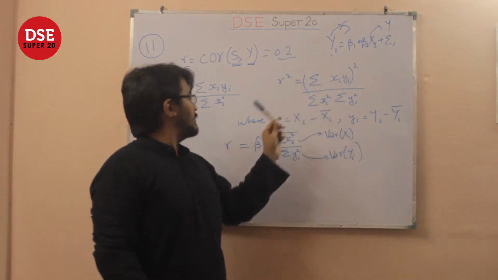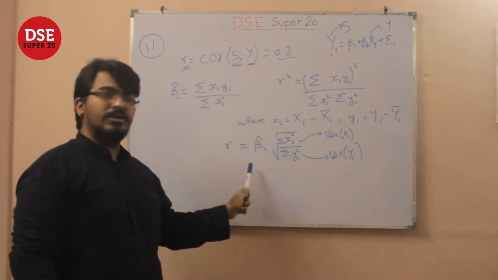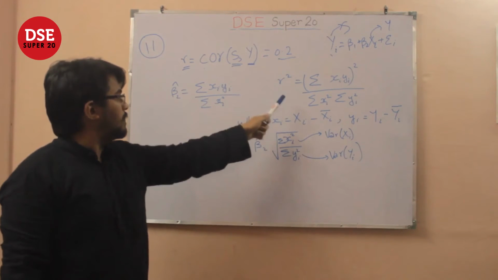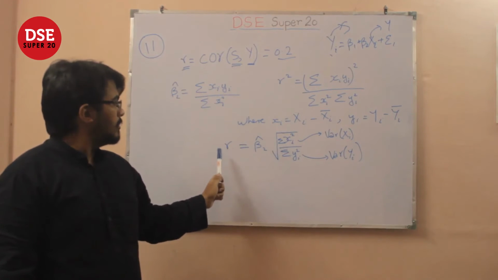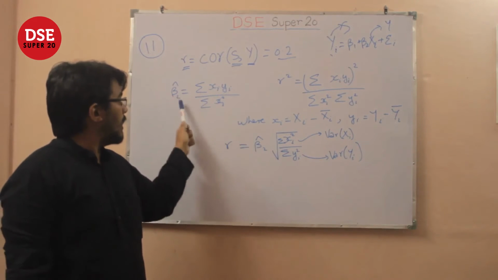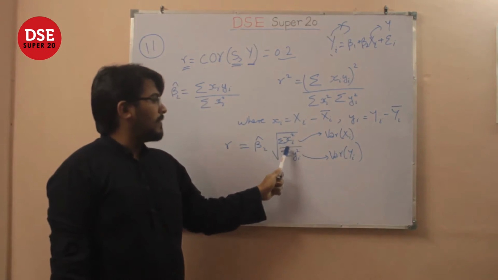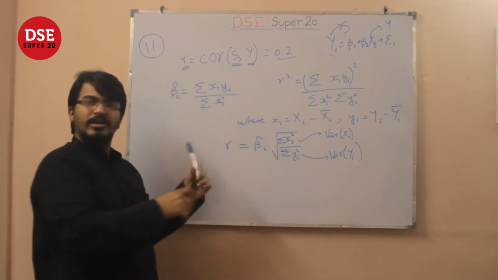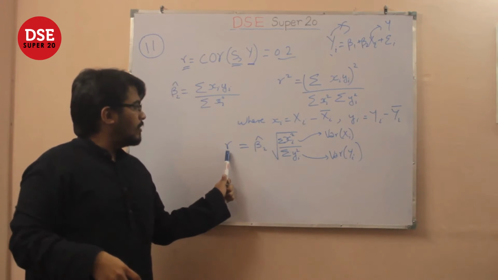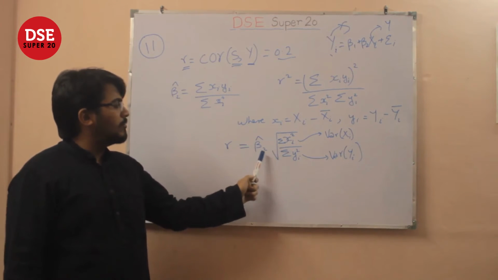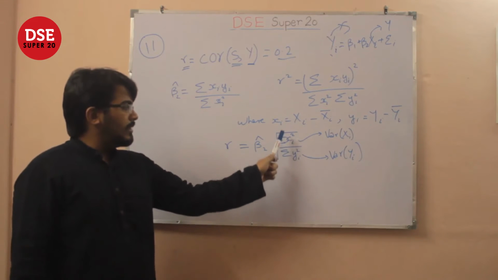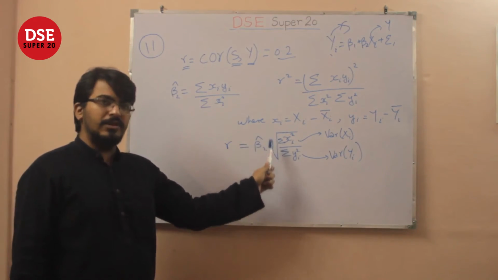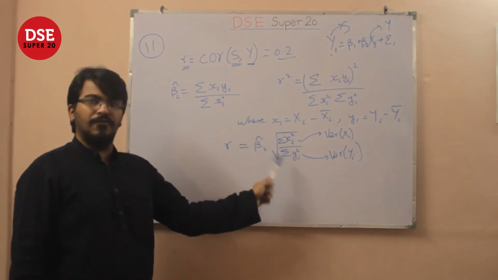Now, the catch here is that from these two equations you can infer the relationship between the correlation coefficient and the regression coefficient, which is that R is equal to beta 2 hat times the square root of summation xi square upon summation yi square. Essentially, what that tells you is that the correlation coefficient is the regression coefficient times the ratio of the standard deviations of x and y.